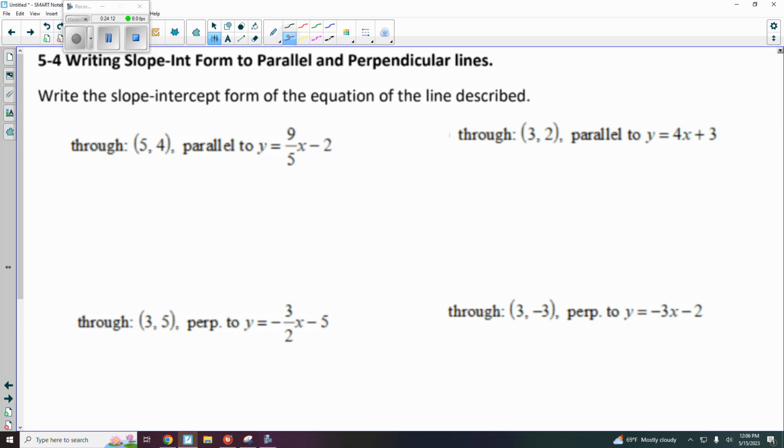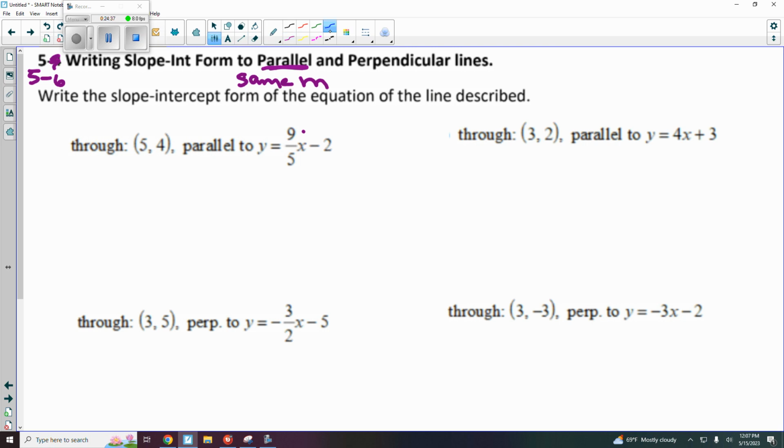So now, I did type in the wrong title for that one. So if you can, just write 5-6 and mark out the 4. It was 5-6 for parallel and perpendicular lines. I just accidentally copy and pasted it wrong. So parallel means same slope. So below parallel, I'm going to write same m.